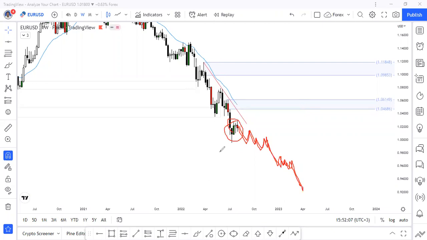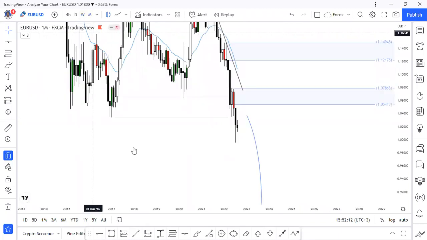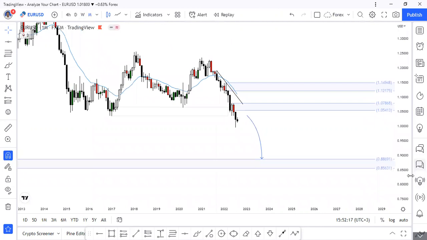Also, this is the weekly time frame. Also, the monthly time frame is still supporting the weekly trend. See, we have enough room for price to reach these areas. So on the monthly, the trend is still down, so there's no way out of looking for buying opportunities.